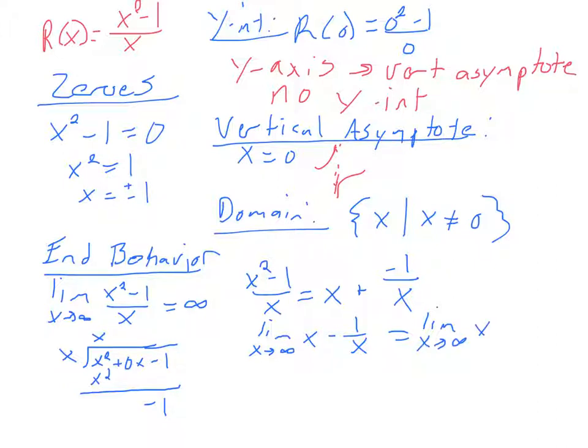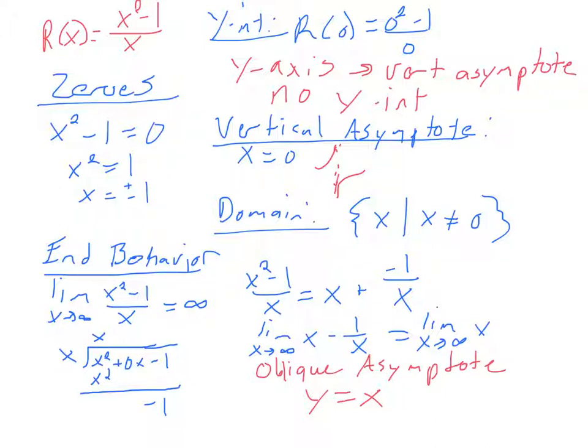It's going to behave just like the function y is equal to x. So we're going to have an oblique, and that's linear, right? Meaning we have an oblique asymptote. And that oblique asymptote is y is equal to x. Okay? So that's, the last thing, I'll do it right here.